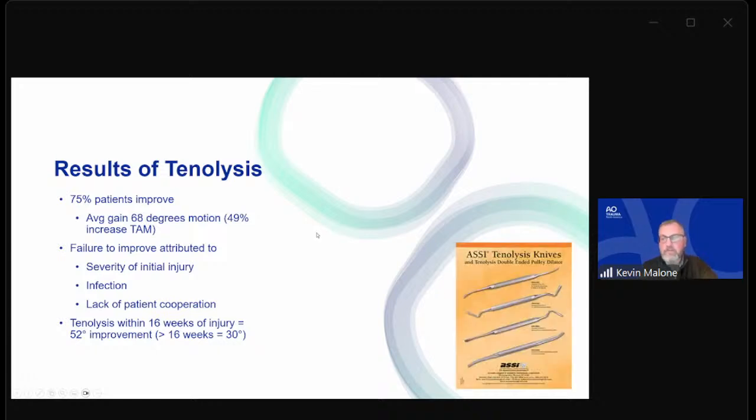There are all sorts of commercially available tenolysis knives. You can buy these from a variety of different vendors, including the one listed here. They're nice, they're expensive. And if you operate at one place and one place only, it's not a bad idea to have these. As a cheap alternative, this is what I use.